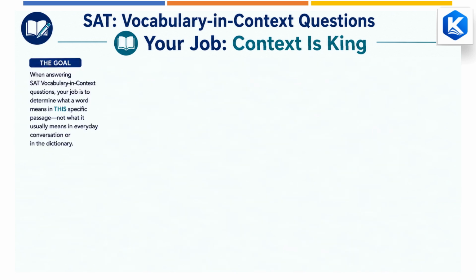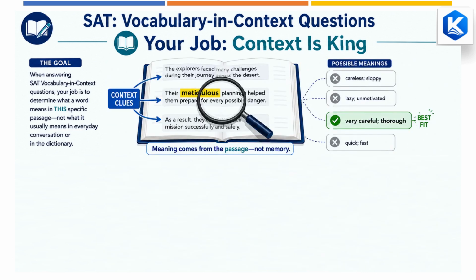Here's the goal. When you see a tested word, don't immediately think, what definition do I remember? Instead, think, how is the author using this word here? That's important because many English words have multiple meanings. A definition that is correct in one situation might be completely wrong in another. So the passage, not your memory, has the final say. Let's see how this works.